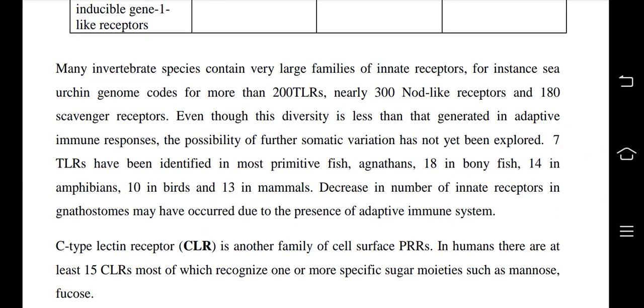Many invertebrate species contain very large families of innate receptors. For instance, the sea urchin genome codes for more than 200 TLRs, nearly 300 NOD-like receptors, and 180 scavenger receptors. Even though this diversity is less than that generated in adaptive immune response, the possibility of further somatic variation has not yet been explored. Seven TLRs have been identified in the most primitive fish, agnathans, and 18 in bony fish, 14 in amphibians, 10 in birds, and 13 in mammals. Decrease in number of innate receptors in gnathostomes may have occurred due to the presence of the adaptive immune system.